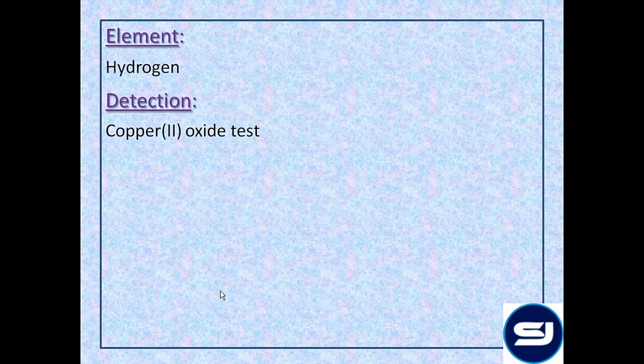Apart from carbon, obviously the other important element is hydrogen. Even hydrogen is detected by the copper 2 oxide test. Here the copper oxide reacts with the hydrogen, and again hydrogen oxidizes to water and the copper oxide reduces to copper. So again over here the copper oxide behaves as an oxidizing agent and oxidizes the hydrogen to water.